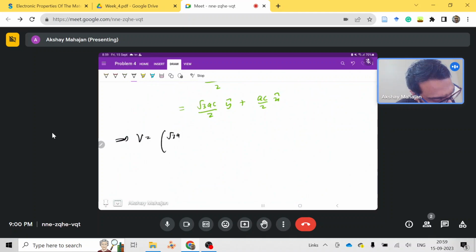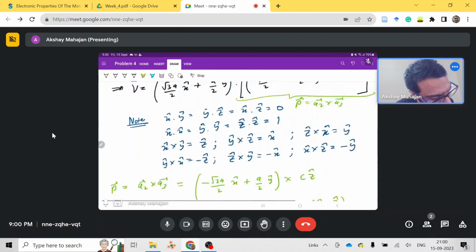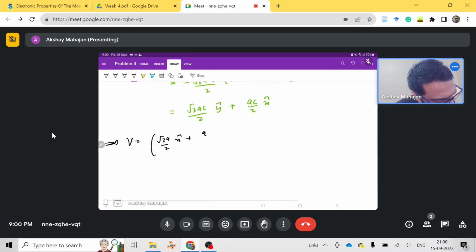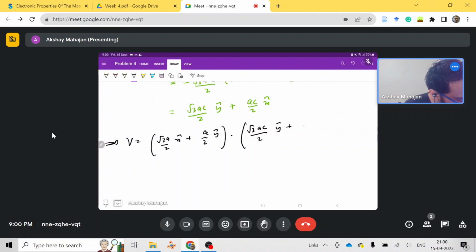We have root 3a by 2 x cap plus a by 2 y cap, and we will take a dot product now with this e2, this p vector, which is e2 vector plus e3 vector, which we have found as root 3 ac by 2 y cap plus ac by 2 x cap, or let me just write it as ac by 2 x cap plus root 3 ac by 2 y cap.